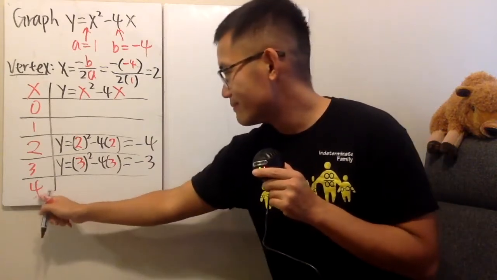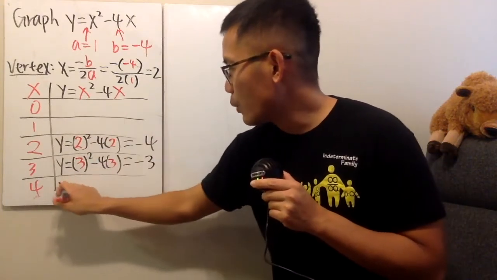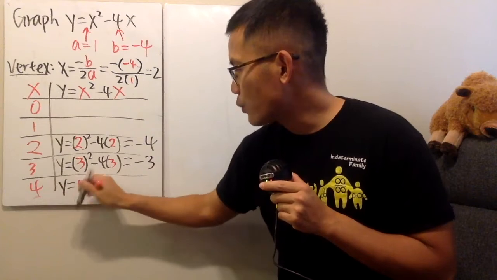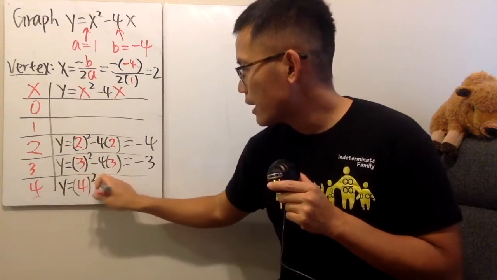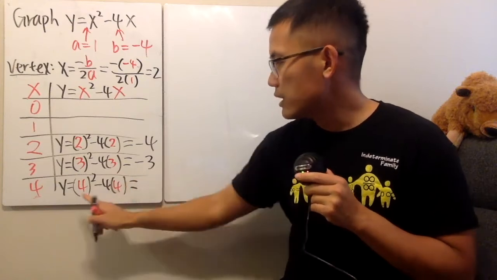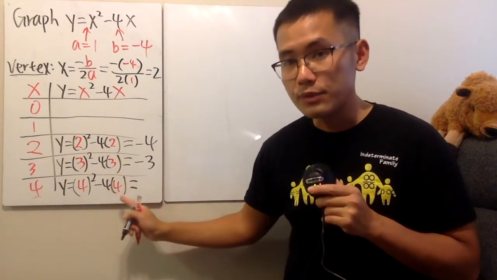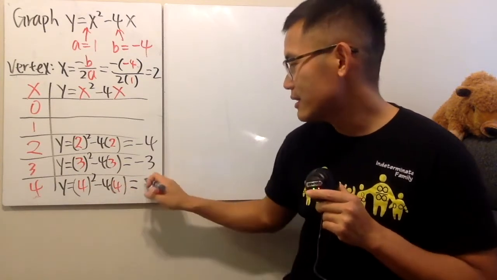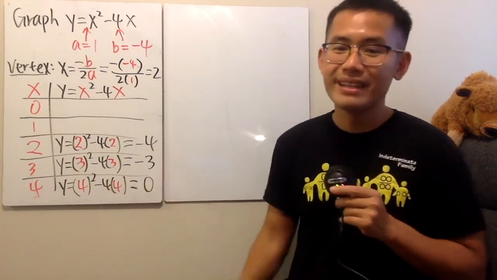And then one more. So put a 4 in here and here. We get y equals 4 squared minus 4 times 4. And you see, 4 squared is 16. 4 times 4 is also 16. And we get 0 when they subtract.